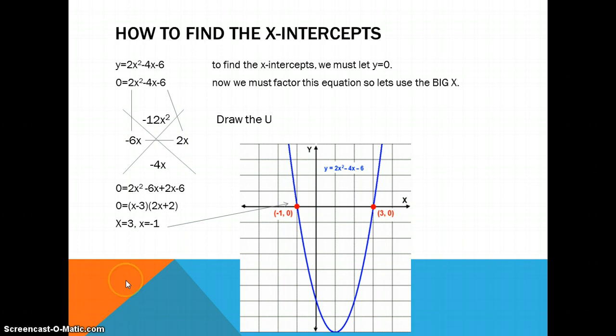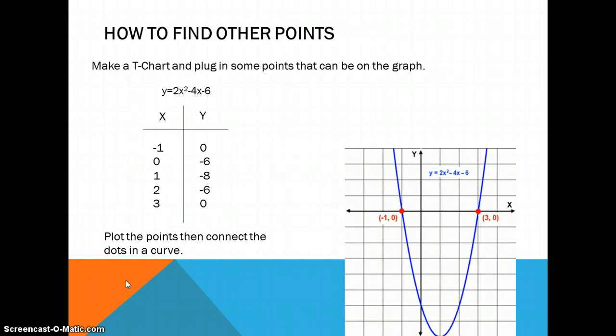Okay, now another way to graph a parabola is to find other points, which uses just a t-chart. As you can see here, this is a t-chart. We still have the same equation, y equals 2x squared minus 4x minus 6. So what you do is you start plugging in points. I want to plug in negative 1, 0, 1, 2, and 3 for x, so I can plot my points and make my curve.